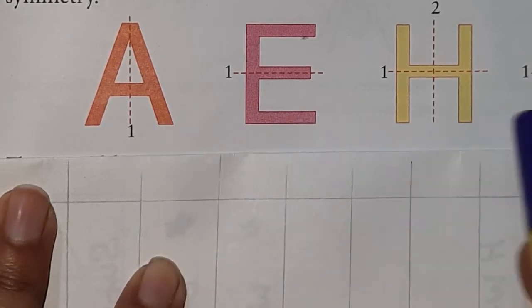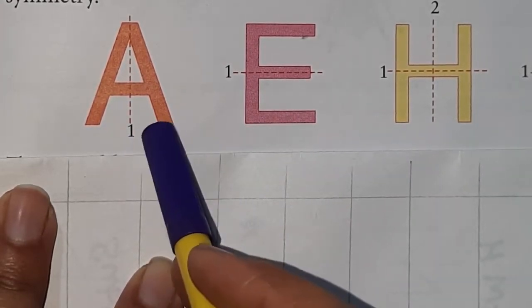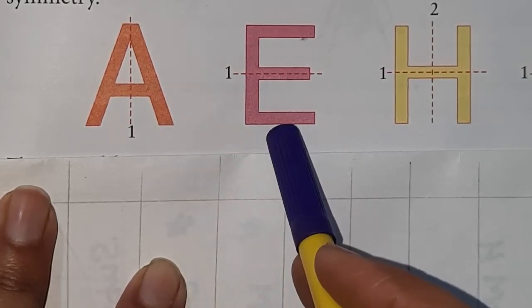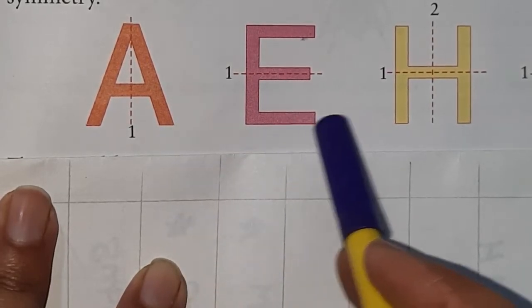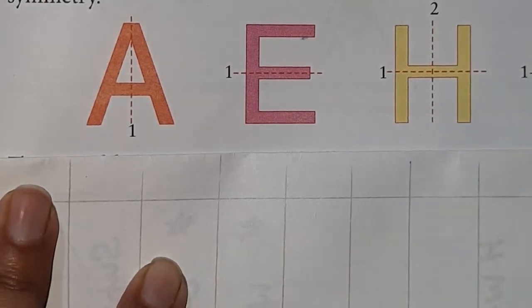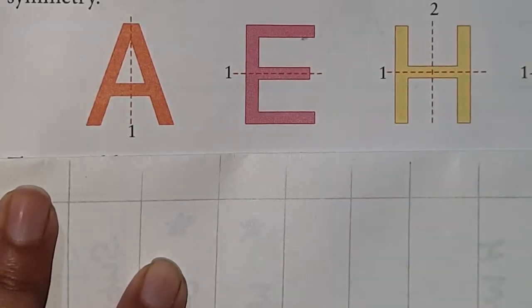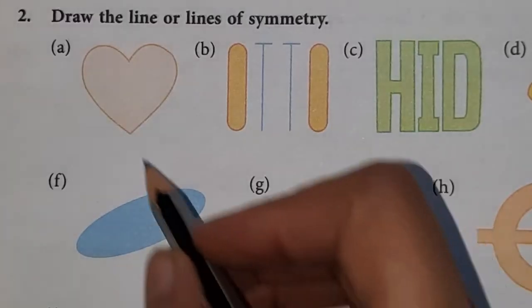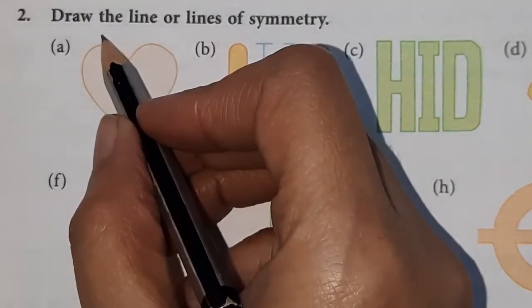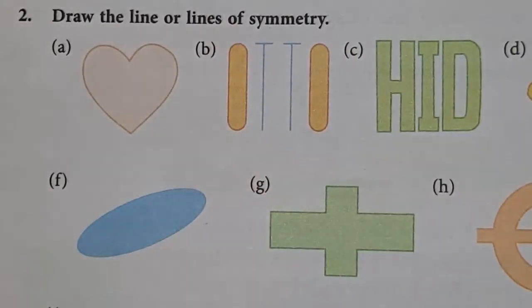See these capital letters. Alphabet A has a vertical line of symmetry, E has a horizontal line of symmetry, and H has both horizontal and vertical lines of symmetry. So it has two lines of symmetry. Now we will do this practice question. Draw the line or lines of symmetry.